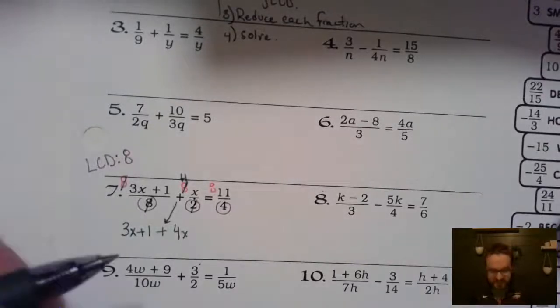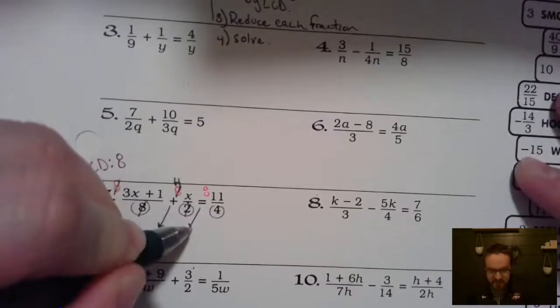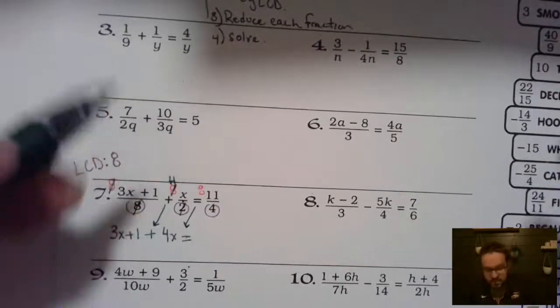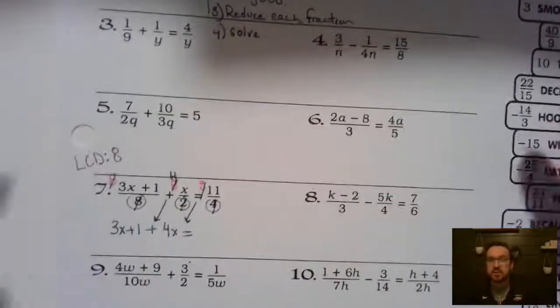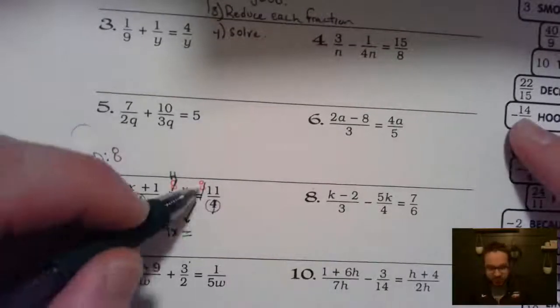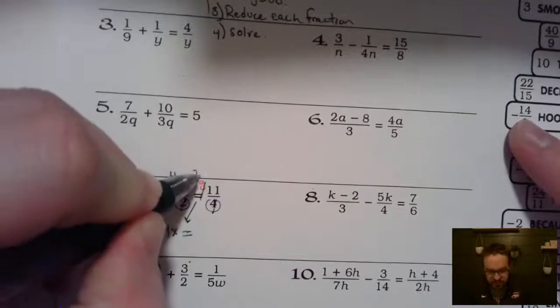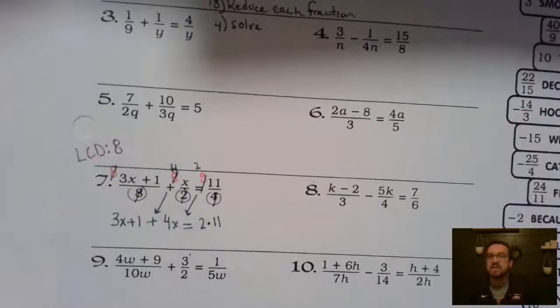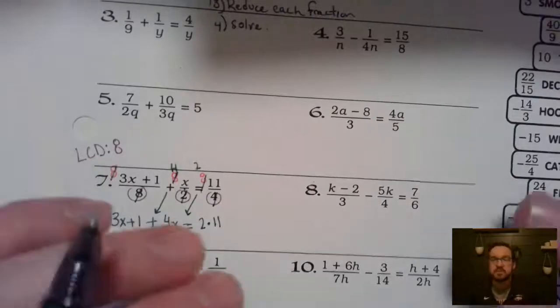The equal sign is the next thing that gets brought down right here. And again, I'm looking to reduce what happens here with my denominator, or with my least common denominator and my actual denominator. 8 and 4 reduced to a 2. So really I have 2 times 11. Or if you wanted to simplify that to 22, you absolutely could.